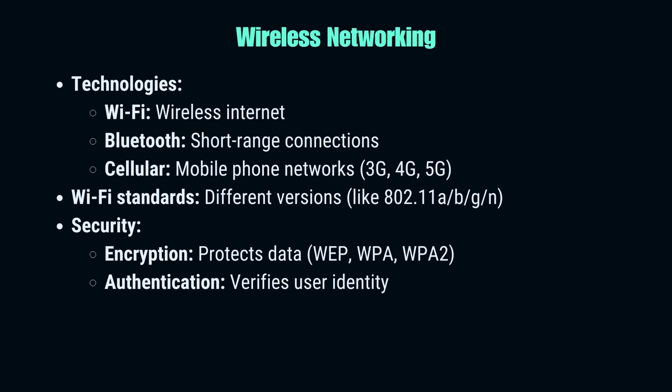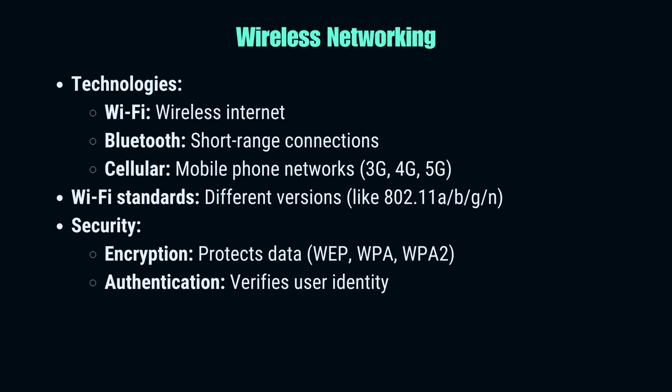We've discussed wired networking. Now let's explore wireless networking, which has revolutionized how we connect devices. Wireless networking allows devices to communicate without physical cable connections. The most common form is Wi-Fi, which uses radio waves to transmit data. Wi-Fi operates on 2.4 GHz and 5 GHz frequency bands. Standards like 802.11n, 802.11ac, and Wi-Fi 6 define speeds and features.